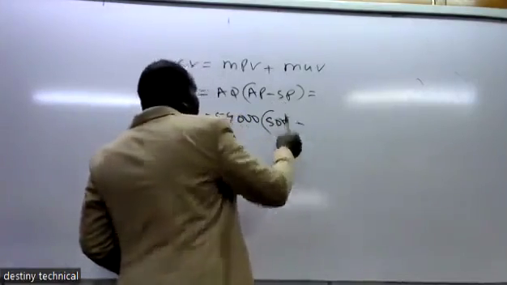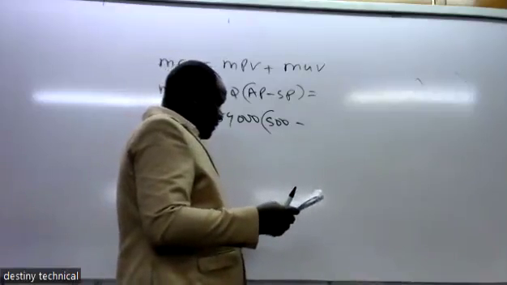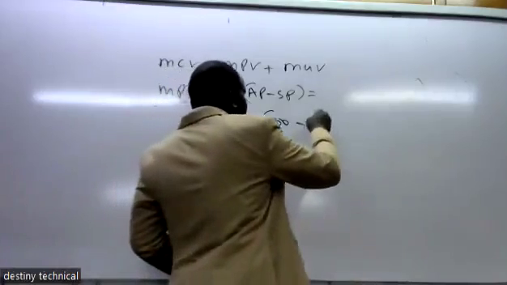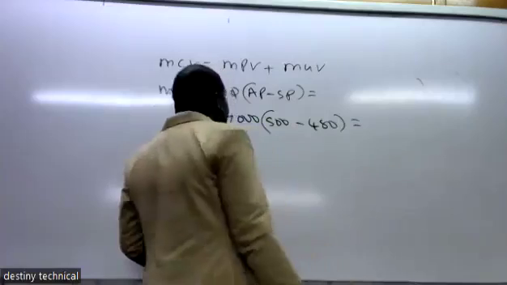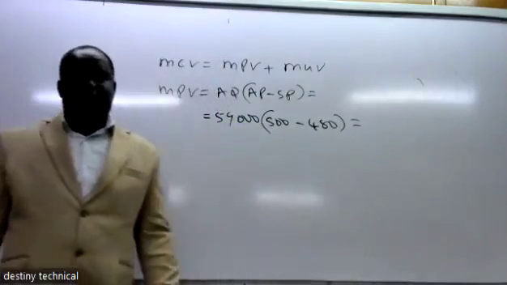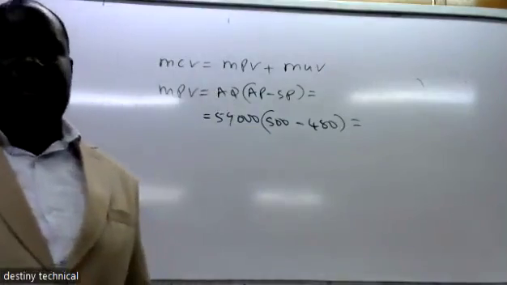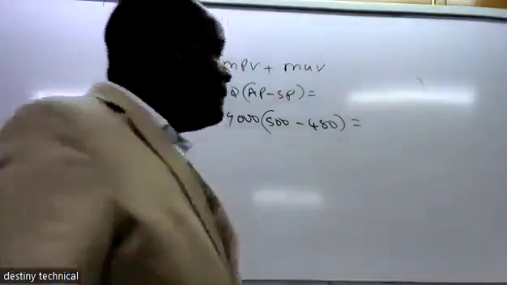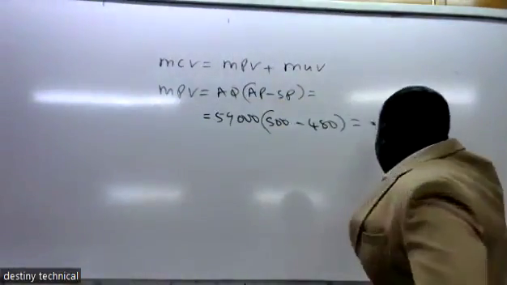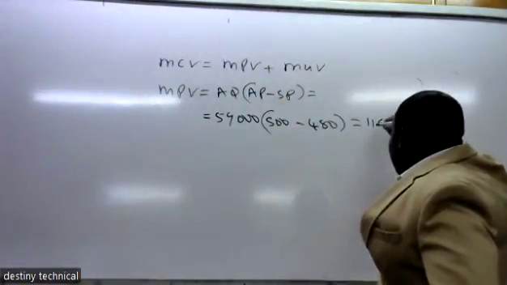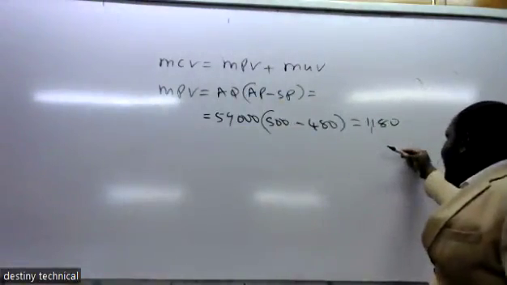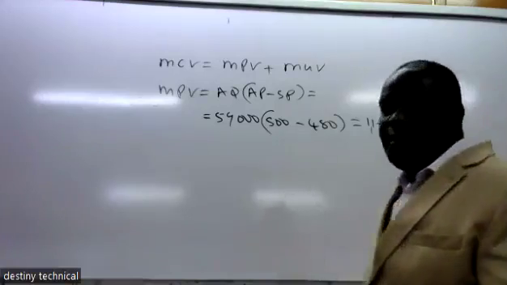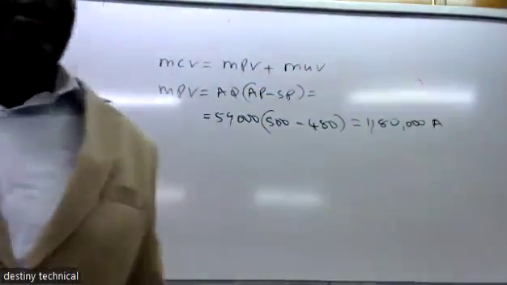Then the actual price is also given at the same point, which is 500. We subtract the standard price. The standard price is the standard cost per unit. Are you able to see 480? Yeah, so that variance is meant to be adverse. The variance is 1,180,000, which is adverse.